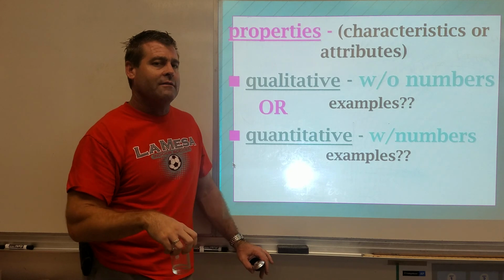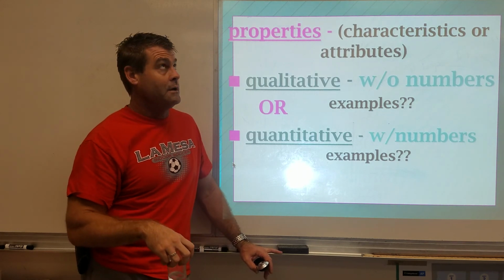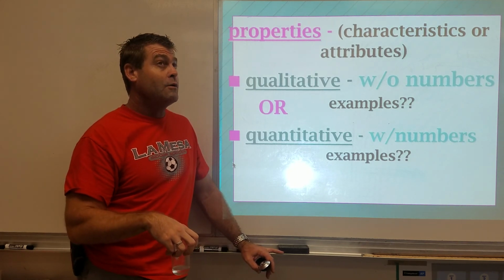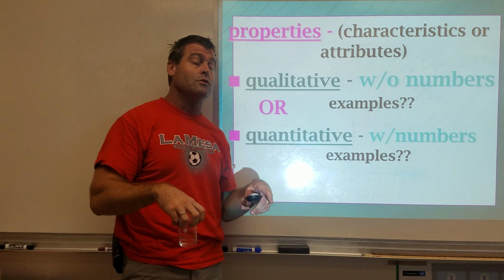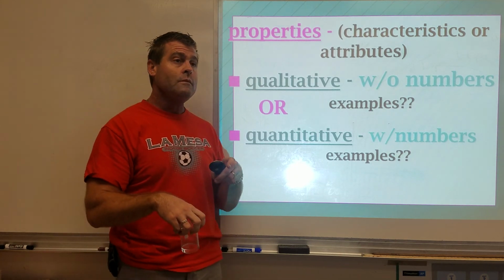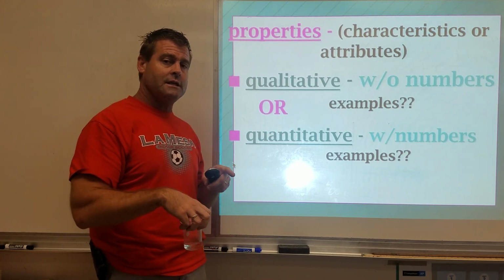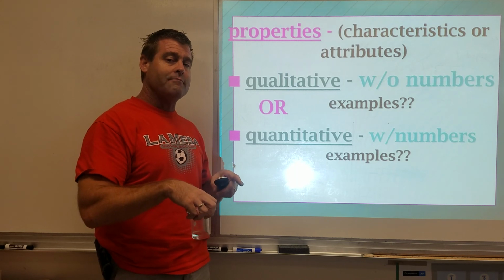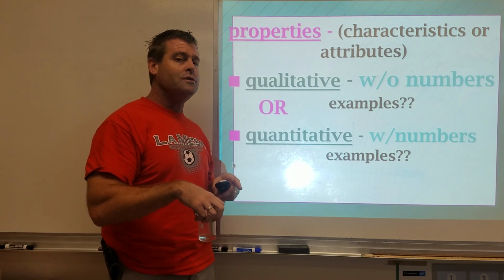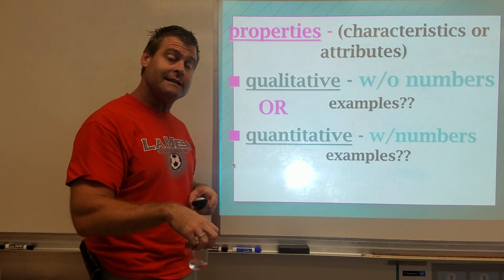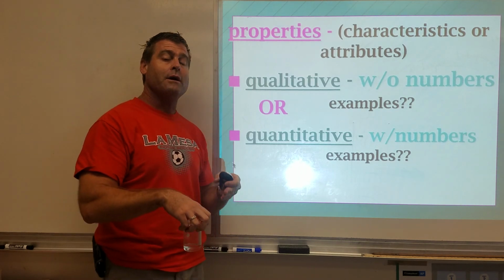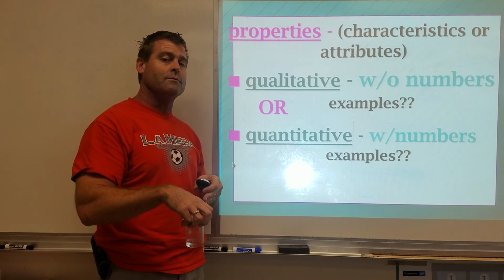Can someone think of a quantitative property, with numbers, that would help you identify a substance? You might have learned in middle school that there is something specific to each individual type of matter. Each matter has its own unique property, starting with a D. You guessed it, density. Density is the mass compared to the volume, the mass to volume ratio.